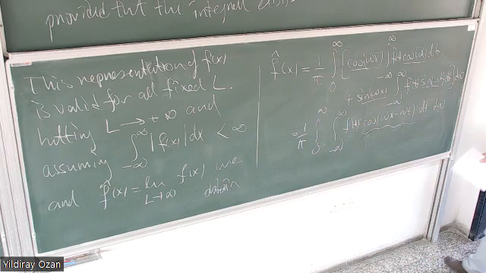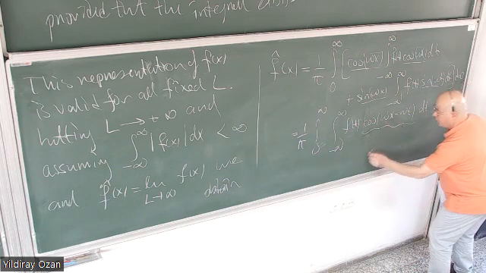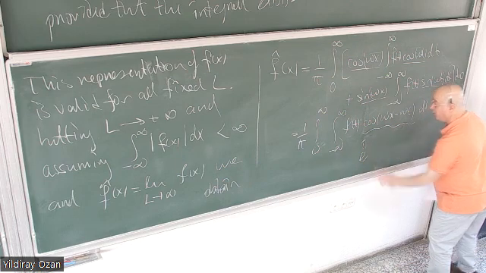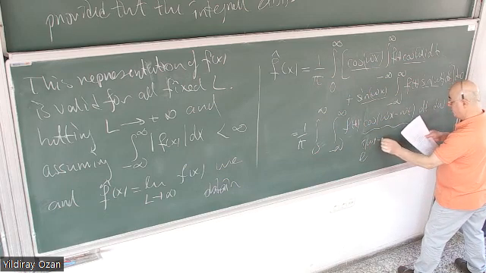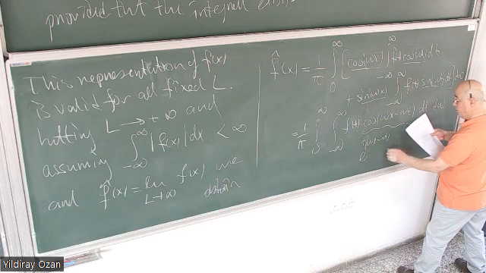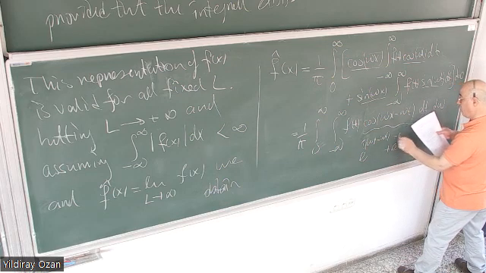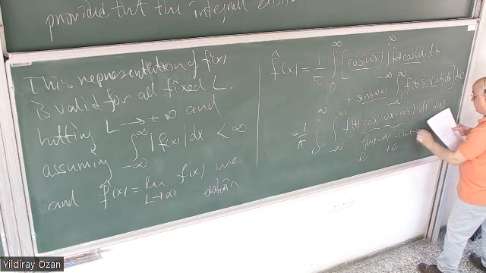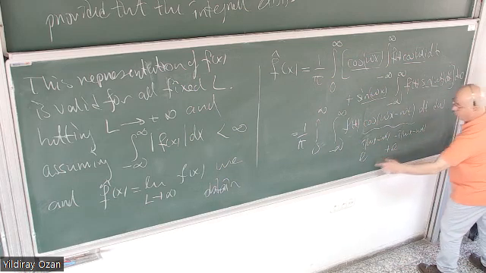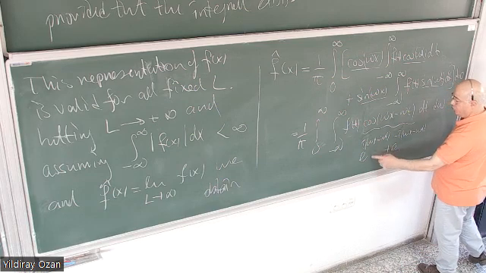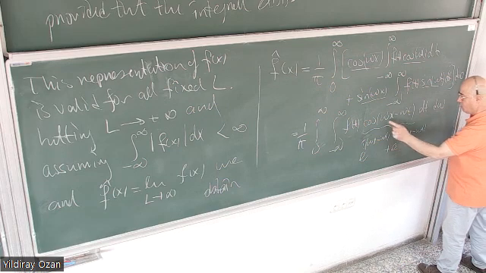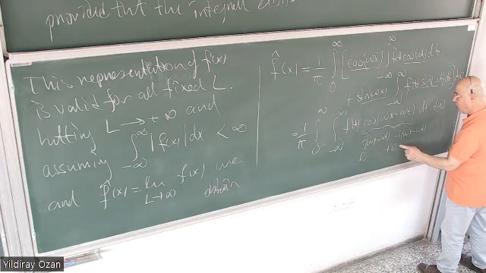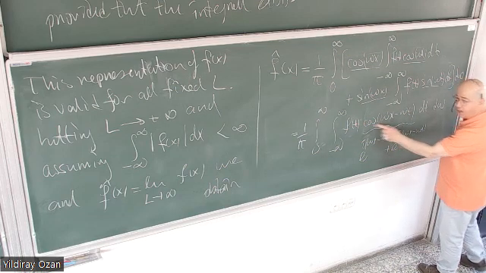Onu da şöyle yazabiliriz. This is just e to the power I wx minus wt plus e to the power minus I wx minus wt, right? If you open these up, you have cosine of this plus I times sine of the same thing. And here this is cosine of this term minus I times sine of this.